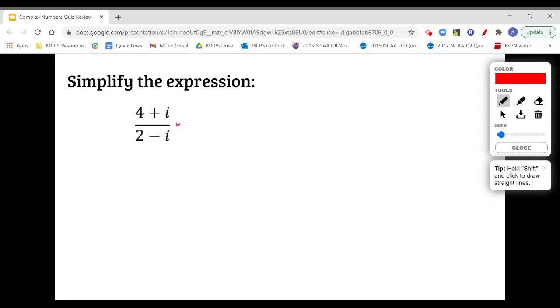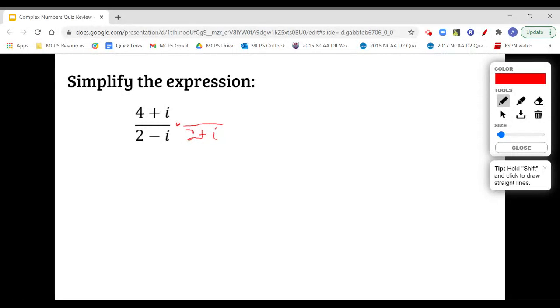Because our goal is to get the I out of the denominator. Remember we talked about complex conjugates on the very last slide, and we said complex conjugates are when you have the same terms but opposite sign. So instead of 2 minus I, I'm going to put 2 plus I. And I told you that when you multiply complex conjugates, you always end up with a purely real solution.